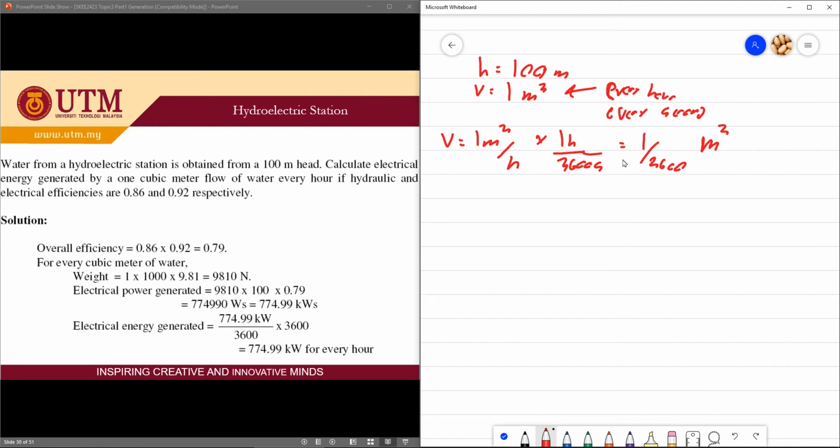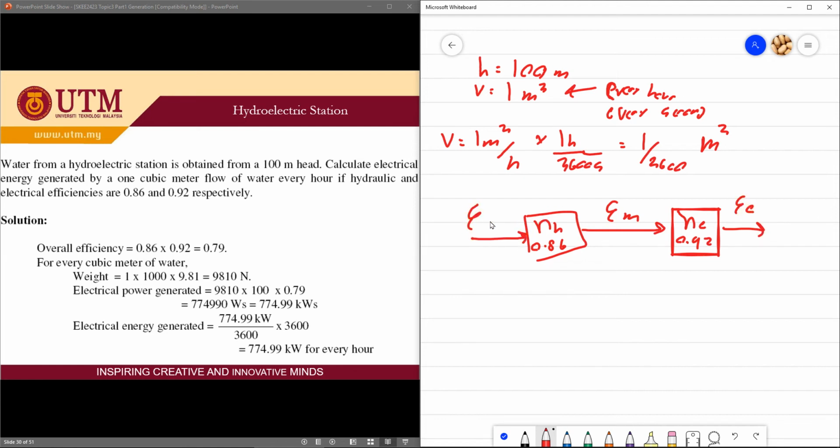Better to avoid confusion, we can use second. Now you have the efficiency. You can see here you have two efficiencies: the efficiency of the hydraulic and the efficiency of the electrical. This one is 0.86 and 0.92. So this is energy mechanical, this is energy electrical, this is the energy of hydraulic.